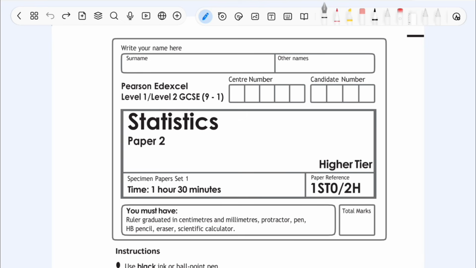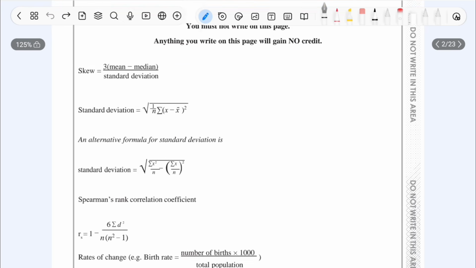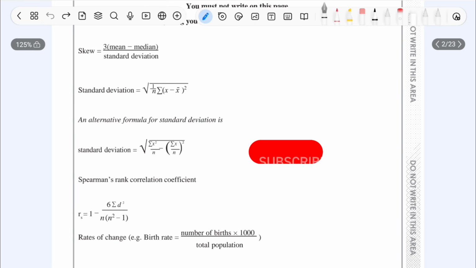Now there'll be a link below in the description to also do this paper with me. I recommend you do it before I start the video or before I walk through it, and you do it in silence exam conditions. You'll then be able to watch how I go through the questions and note down any weaknesses. And if you need the formula sheet, here are the formulas that you need to know.